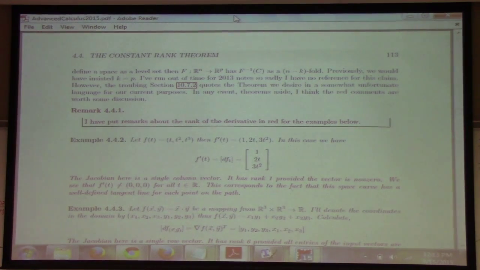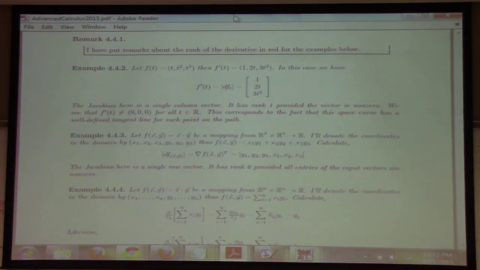If it drops down to rank 0, it might still be a curve. It might be a place where you have a cusp in the curve or something like that. That might be a place where you drop to rank 0. Or you might even have the Jacobian undefined there. I'm not sure. I haven't thought about it too much.